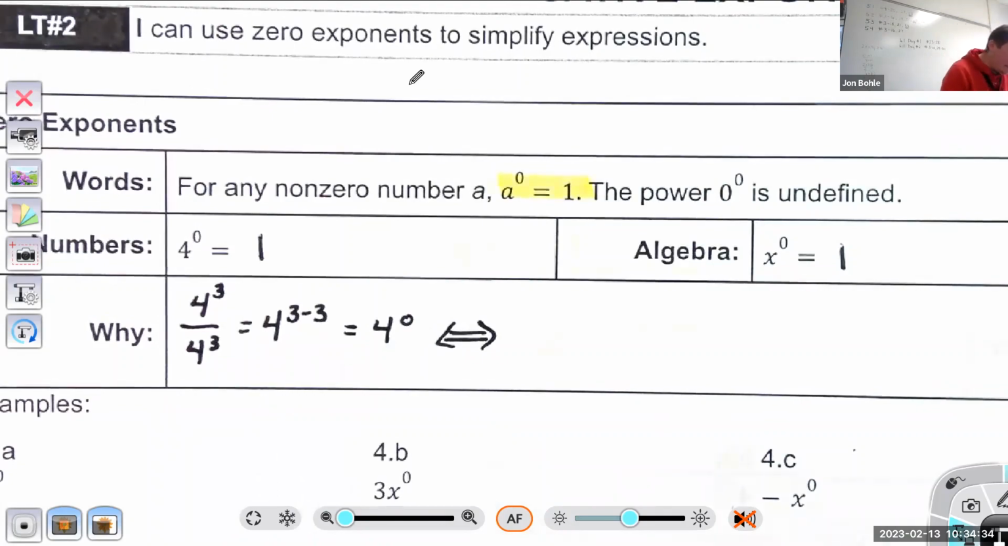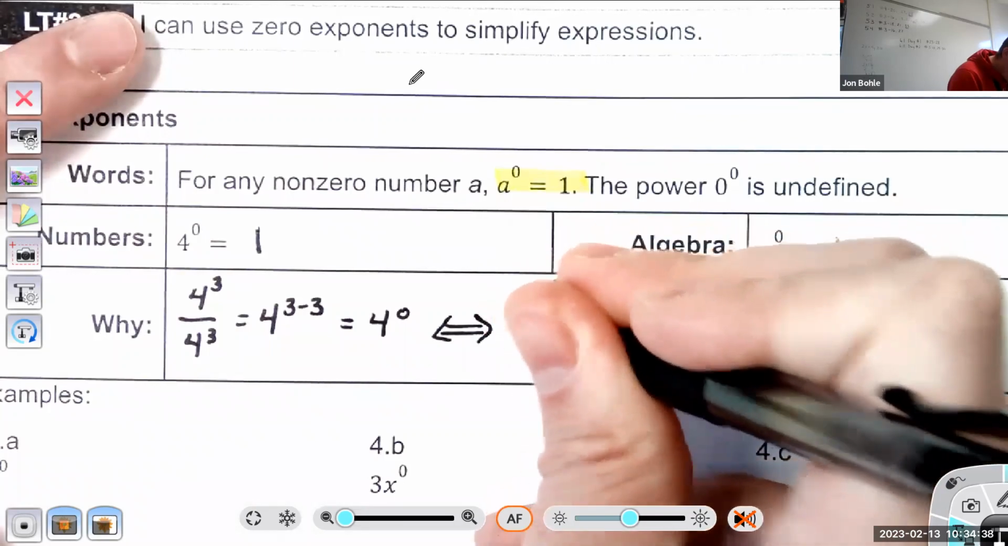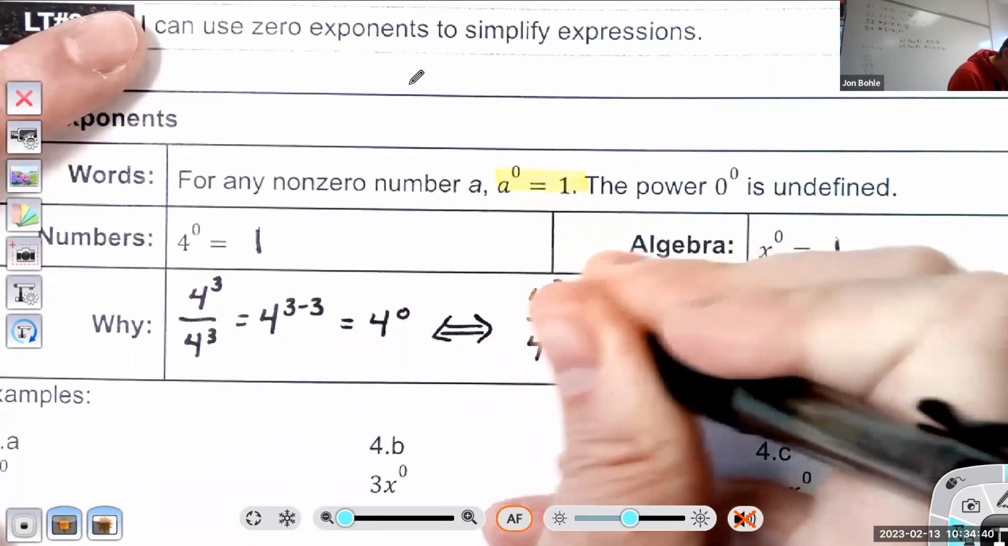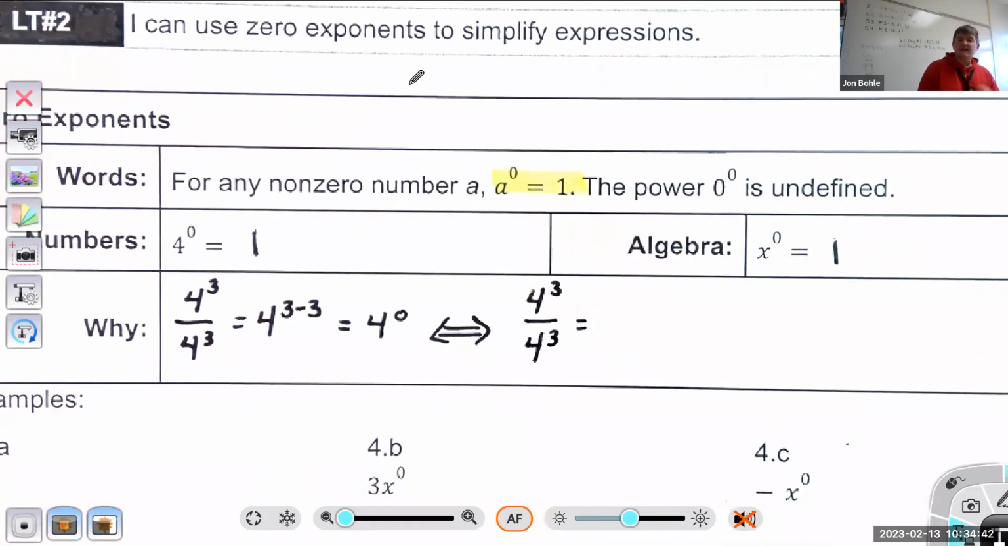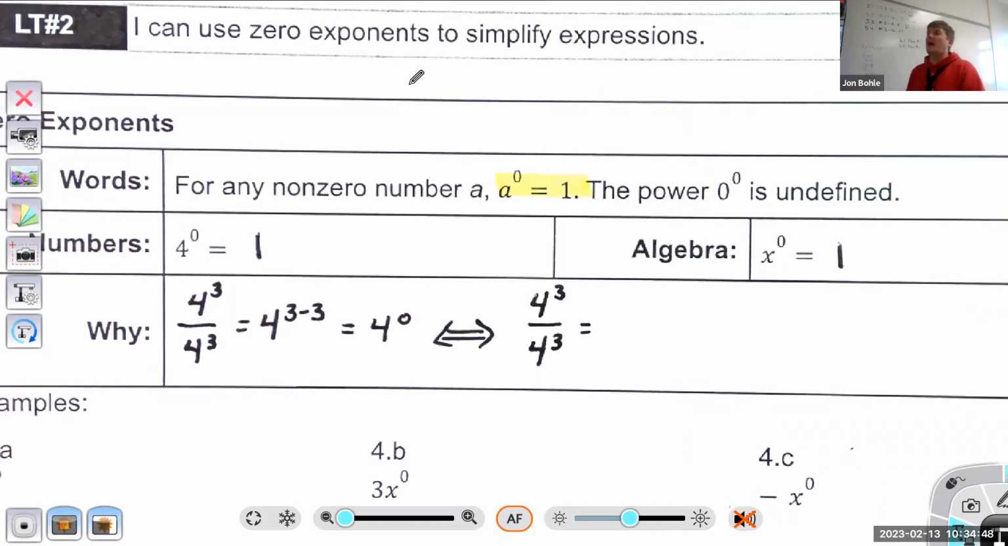All right, now I'm going to do the same thing, but it's going to look different. 4 to the 3rd power divided by 4 to the 3rd power. Instead of doing the exact same thing I did over there, I want to represent it in a different looking way. So how can I expand 4 to the 3rd power out? What is that? How can I expand 4 to the 3rd power so I can figure out what number that is actually equal to?